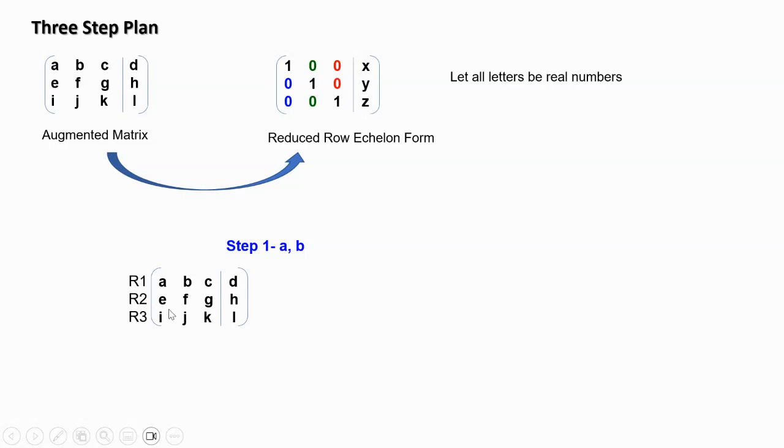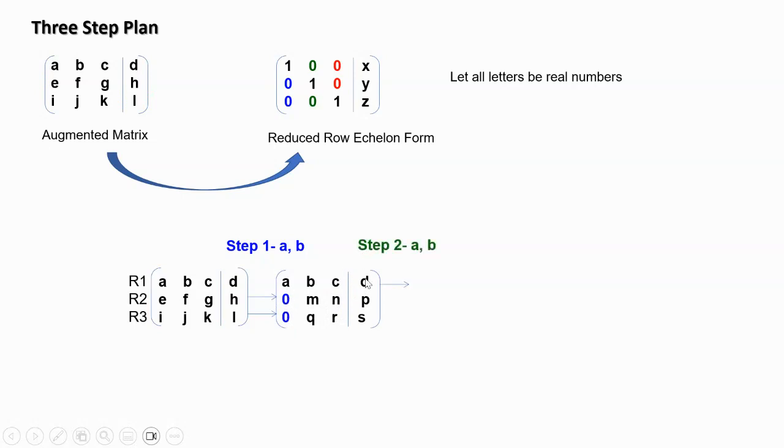Okay, so step 1, the E and the I must be eliminated. So I'm going to use row 1 to change row 2 and to change row 3. After I execute the step, this will be my result. Again, if you notice, the first row stays how it is, but these will be different row numbers. But these two will be zeros. That's step 1.